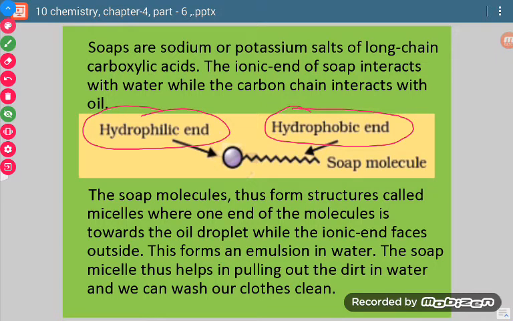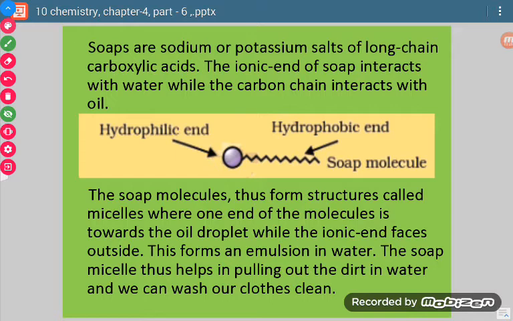Philic means attracting, phobic means hating. So hydrophilic means this end is attracted towards water. Water is also polar, so this is the polar end, and like dissolves like, meaning similar nature will be attracted towards each other. So this is our hydrophilic end and this is the hydrophobic end. This end will remain away from water and this end will be towards water.